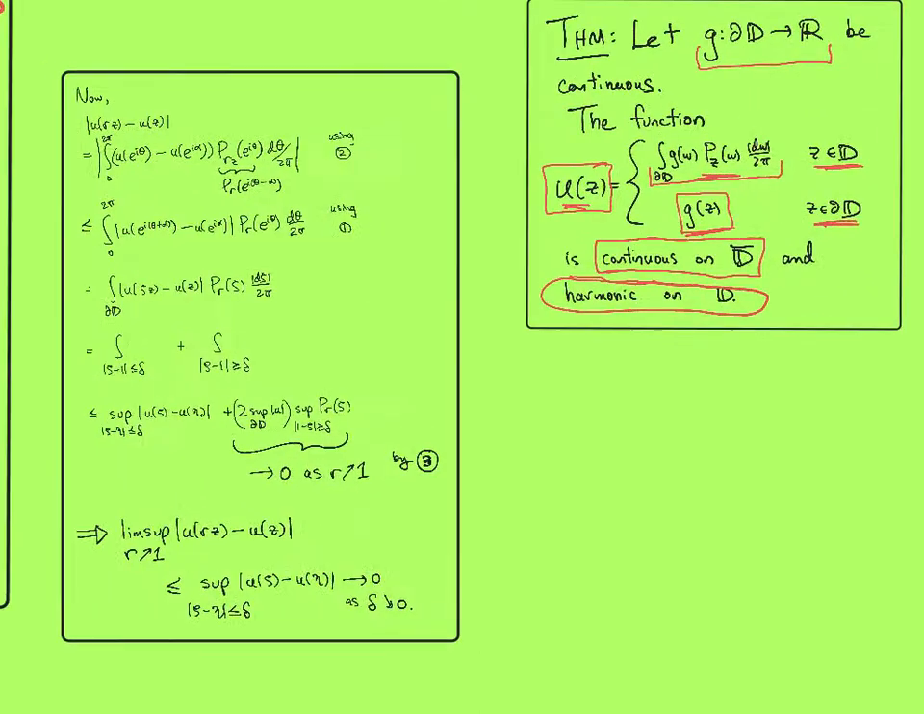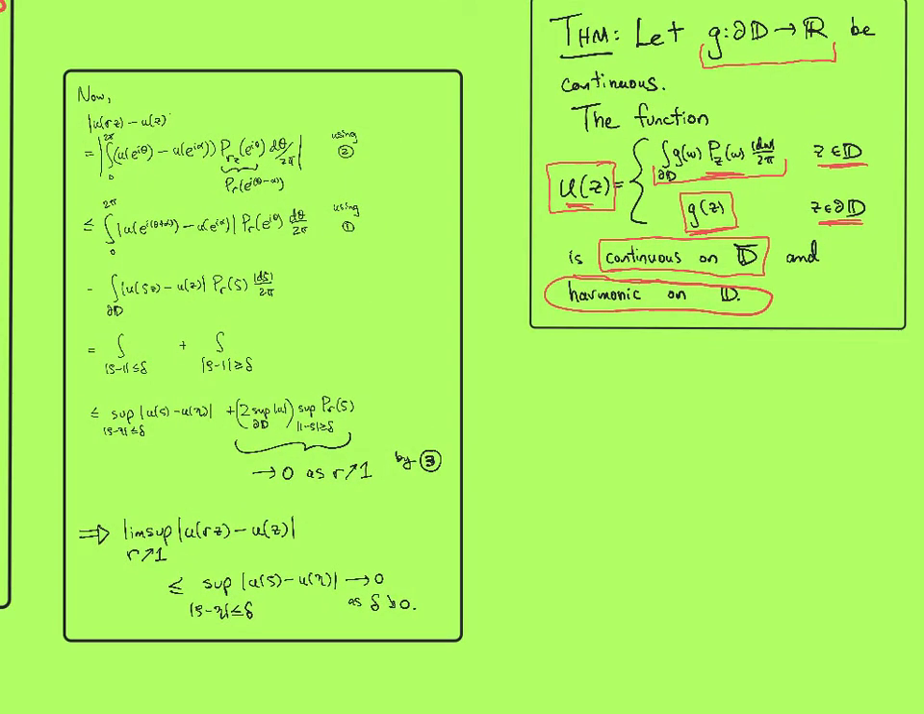So let's look at u of rz minus u of z. We can express u of rz using this formula here, using the Poisson integral, and I've written it using a d theta here, so you get this term. And then recall that z is just e to the i alpha, and I can express just this constant as a Poisson integral since the integral of the Poisson kernel is 1.